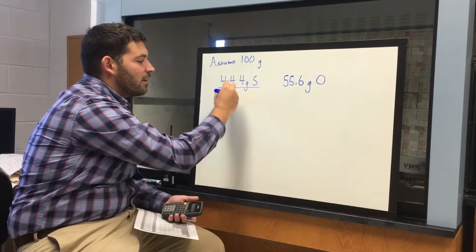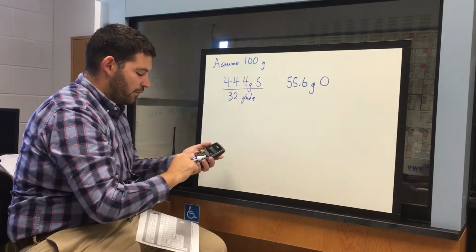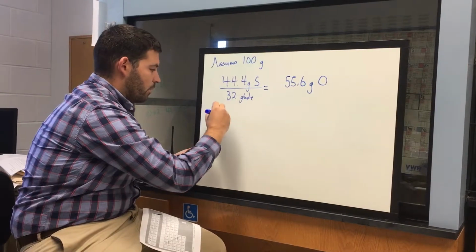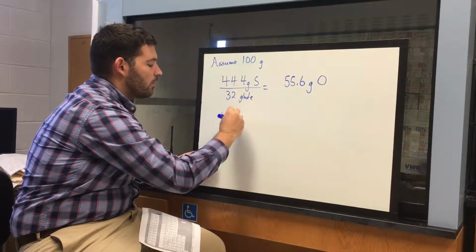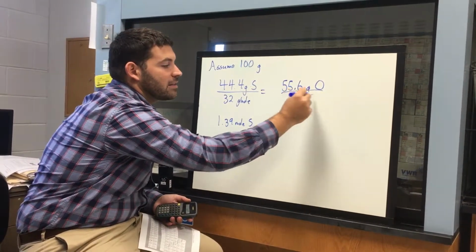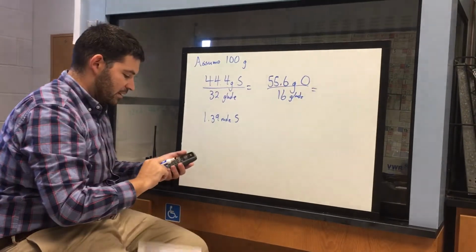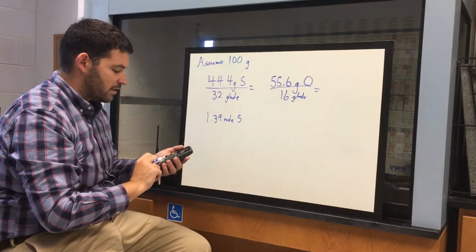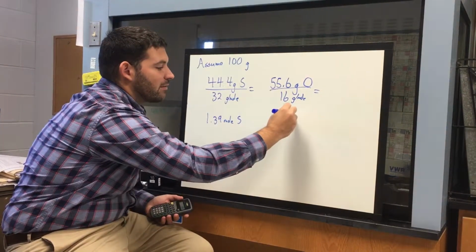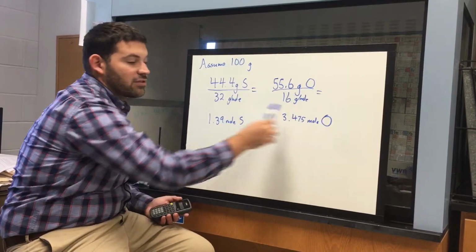So for sulfur, we're going to use 32 grams per mole. So we're going to do 44.4 divided by 32, and we get 1.39 moles of sulfur. Now for the oxygen, we're going to divide by 16 grams per mole. So 55.6 divided by 16, we get 3.475 moles of oxygen.